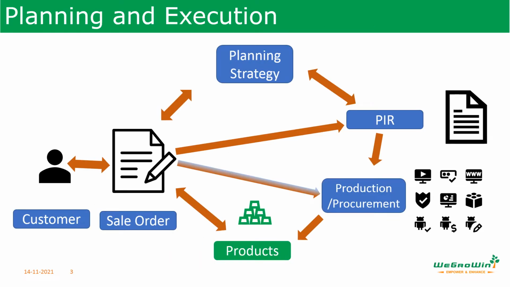In the last session, we discussed how demand is integrated with sales orders to plan and execute the production. Demand is entered into the system through planned independent requirement, normally called PIR. In this session, we will discuss how to manage PIR in SAP.